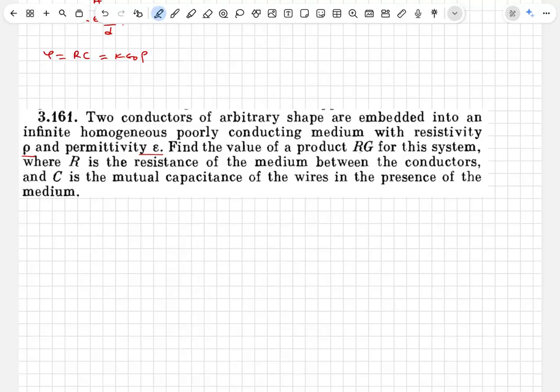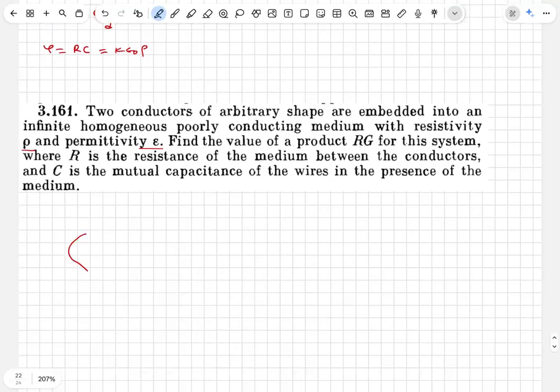The mutual capacitance of the wires in the presence of the medium. Two conductors of arbitrary shape. I am assuming this is the minus conductor. You said arbitrary shape. This is the plus conductor. Yes, this is a capacitor. It's in an infinite homogeneous, poorly conducting medium with resistivity rho and permittivity epsilon. You want the resistance in between this part, right?